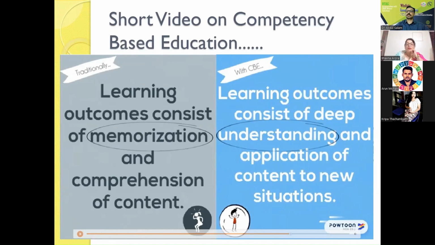This is very important. Till now, learning outcomes consisted of memorization and comprehension of content, so only knowledge and understanding at the most. But now CBE, competency-based education, what does it say? That learning outcomes consist of deep understanding and application of content to new situations. And in the assessment this year, 2023-24, the percentage of questions of this sort has been increased by 10%. Yes, so please keep this in mind when you go to the class, when you prepare your lessons, and when you prepare the assessments also.